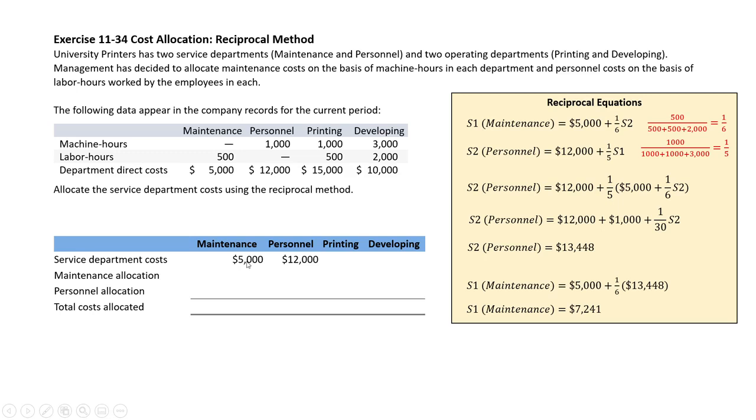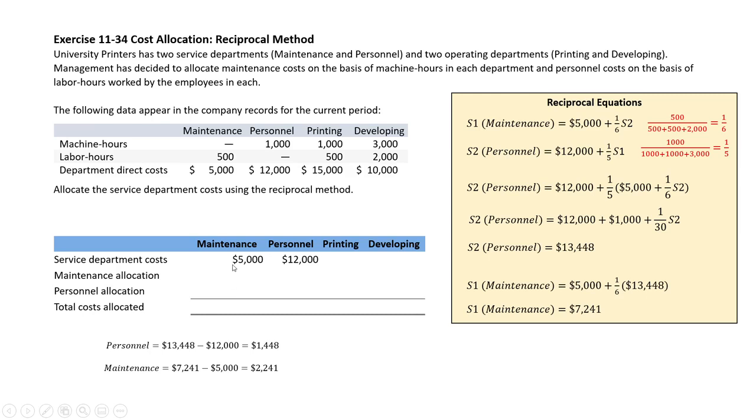Again, in my table, I'm just starting out with the maintenance direct cost was 5,000. Personnel direct cost is 12,000. But again, I want to acknowledge the work done for each other. If personnel in total was 13,448 and the direct cost is 12,000, then maintenance of 1,448 must have been allocated to personnel.